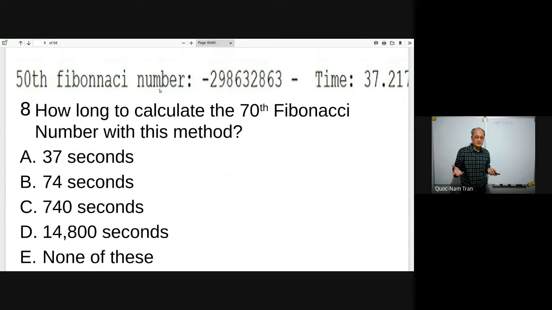what option will you choose? If you know that the 50th Fibonacci number will take 37 seconds, how long will it take to calculate the Fibonacci number at the 70th? Which number will you expect? Is it 37 seconds? 74? Actually, it's D.